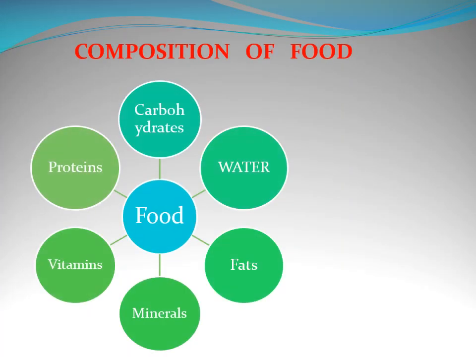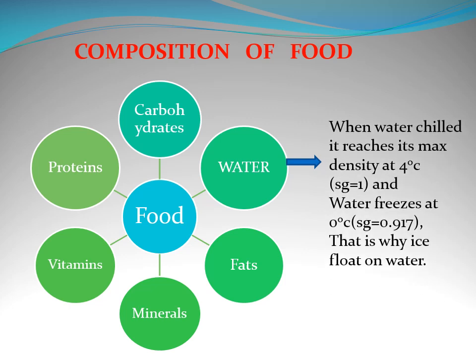Now see the composition of food. Food contains water, fats, minerals, vitamins, carbohydrates, proteins. When water is chilled, it reaches its maximum density at 4 degrees Celsius and water freezes at 0 degrees Celsius. That is why ice floats on water.